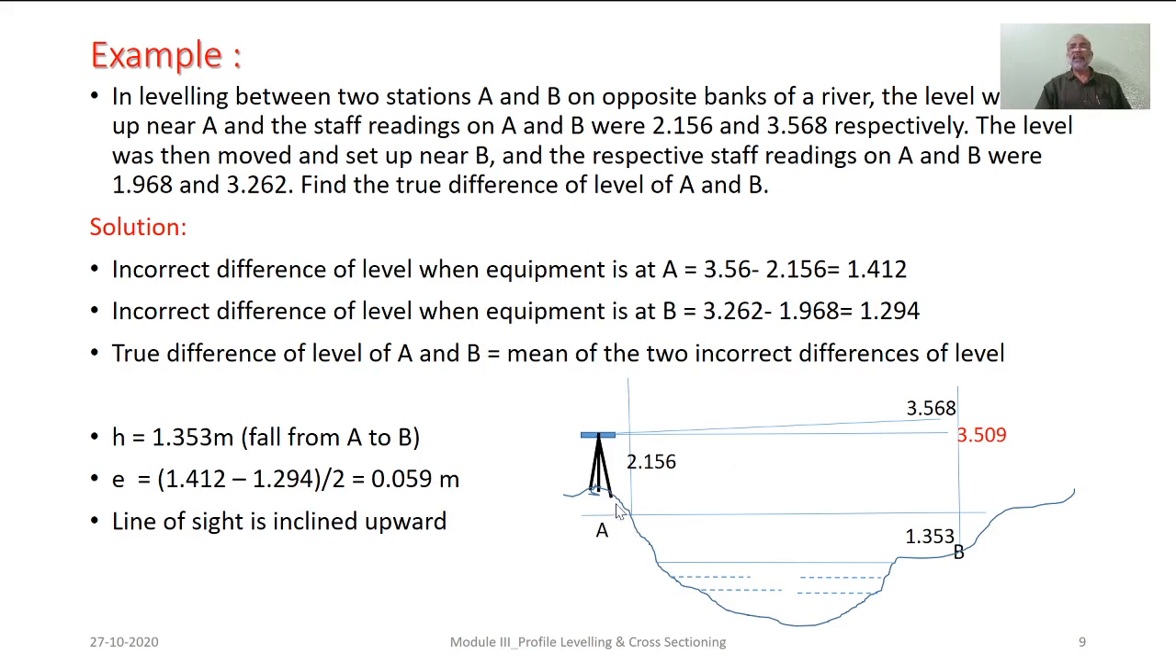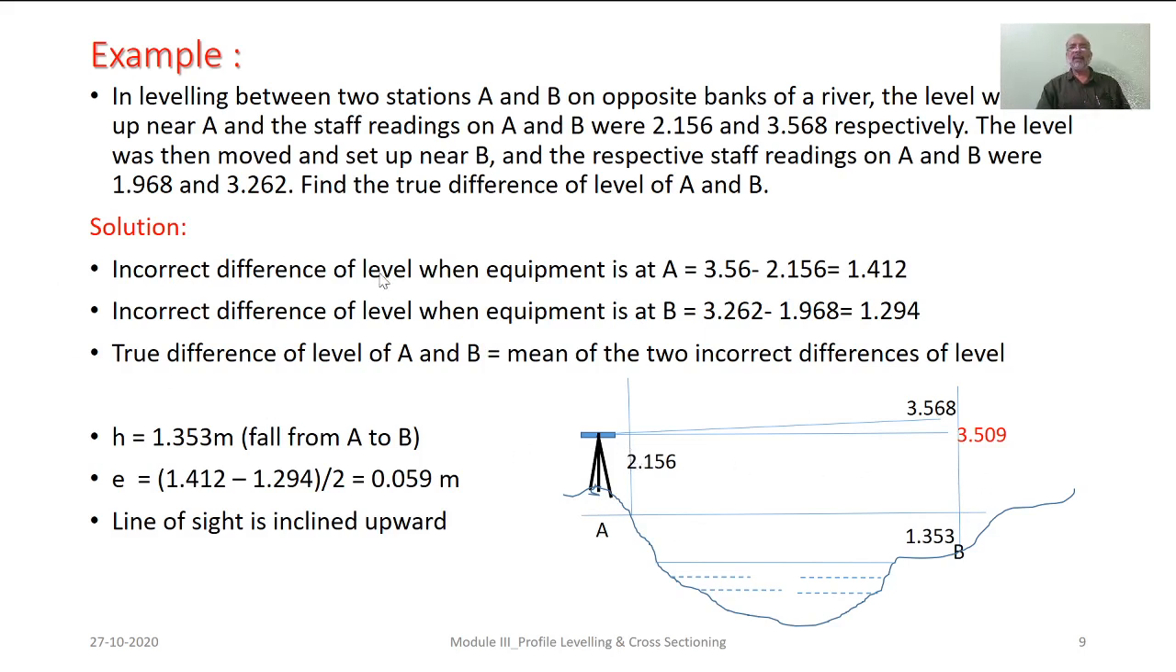Here, the stations A and B are placed on opposite banks of the river, and here certain readings are taken reciprocally. We want to determine the true difference in elevation between A and B. So, situation is very clear. We cannot set the equipment in between A and B. Hence, we have adopted the reciprocal leveling. We have kept the equipment at station A. We have taken the reading on A and B. Again, we have shifted the equipment very near to B. We have taken the readings.